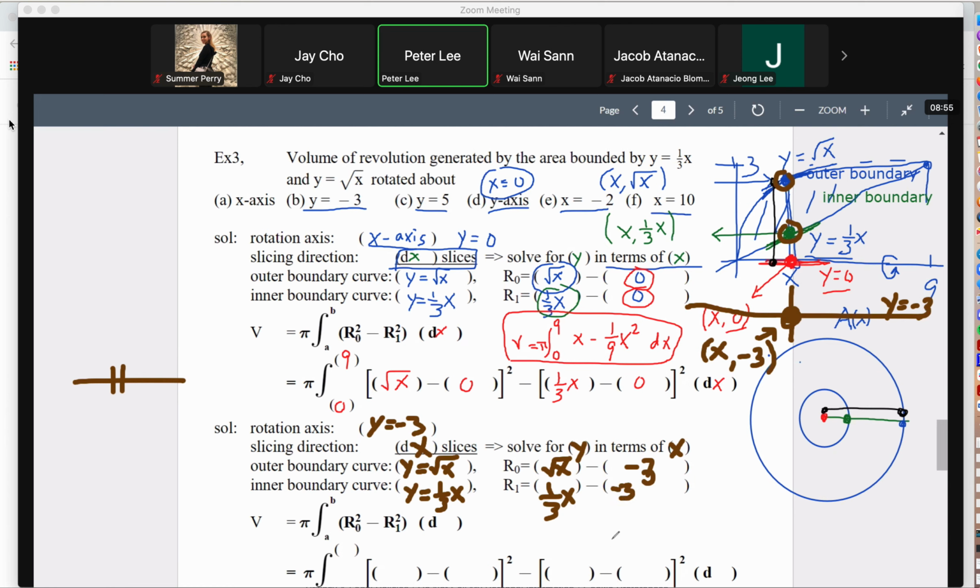The negative 3 is coming from this rotation axis right here. So the rotation axis is negative 3. So you can now fill out everything here. This is now from 0 to 9 again, from 0 to 9. You can fill out everything here. Yeah, already filled out here. Okay. Any questions here?